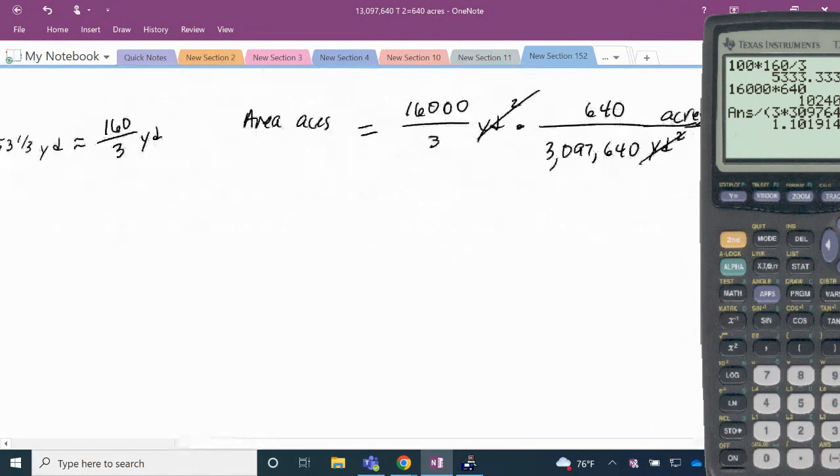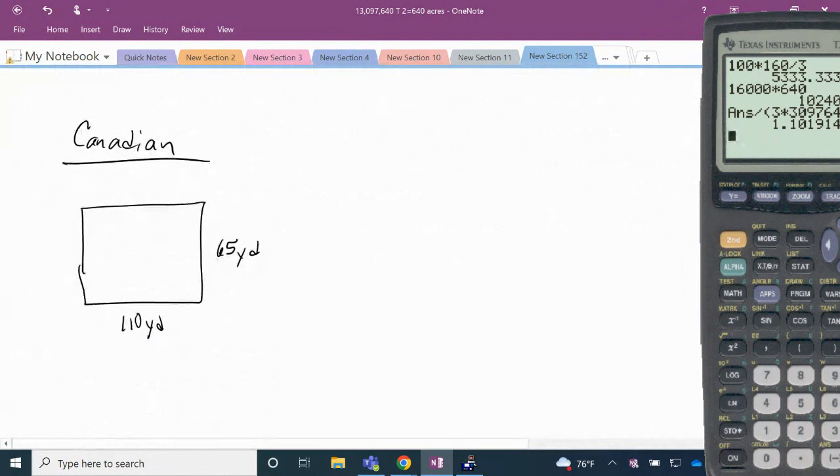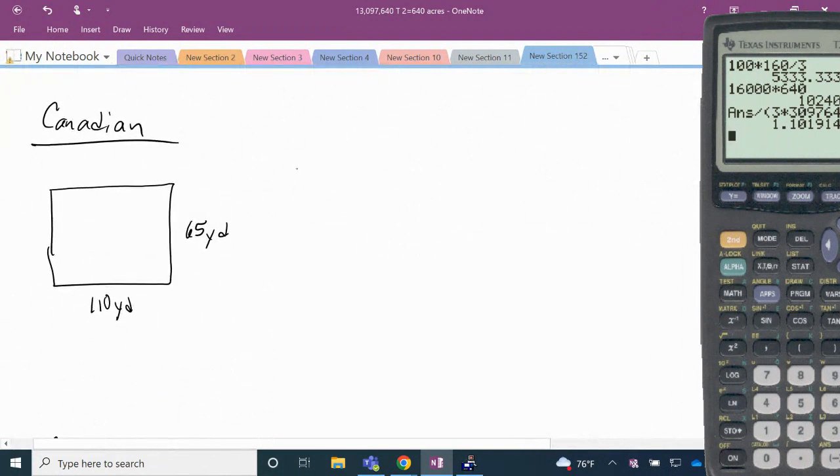We're going to do the same thing for the Canadian Football League playing field. To find the area in square yards, we're simply going to multiply 110 times 65. So I believe we should have 7,150 square yards.